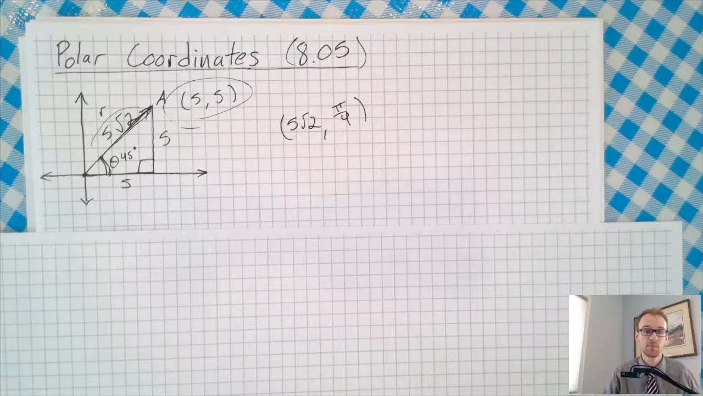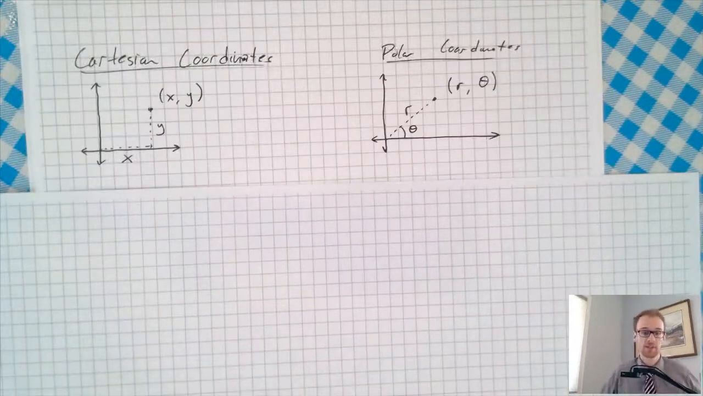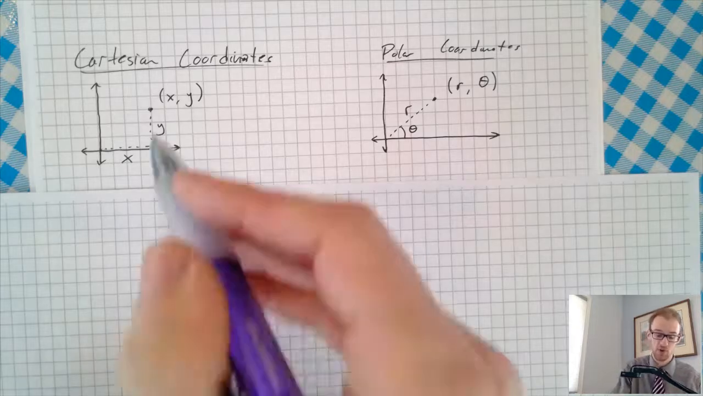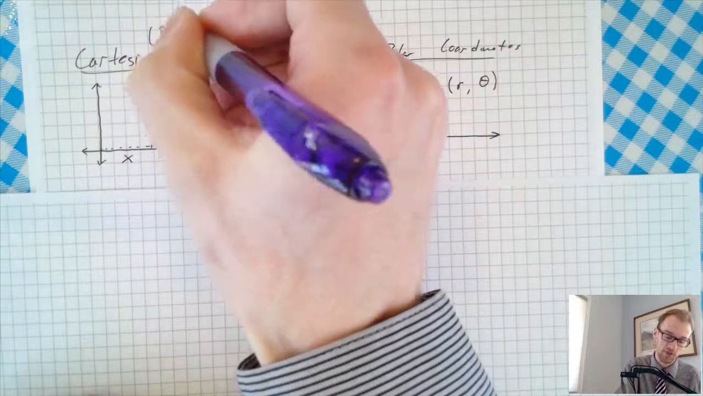Okay, so let's just reiterate the same stuff, but more generally. Here I've just written two different versions, comparing the two coordinate systems side by side. In the Cartesian coordinate system, it's also called rectangular.